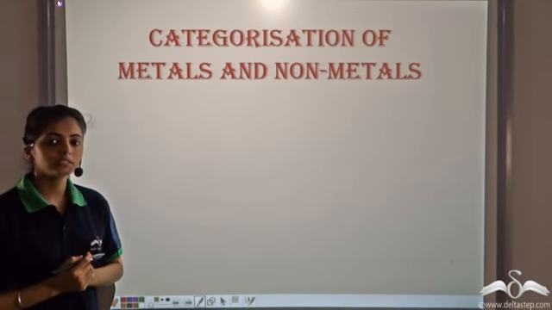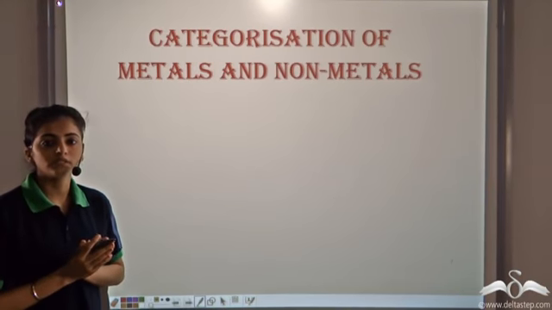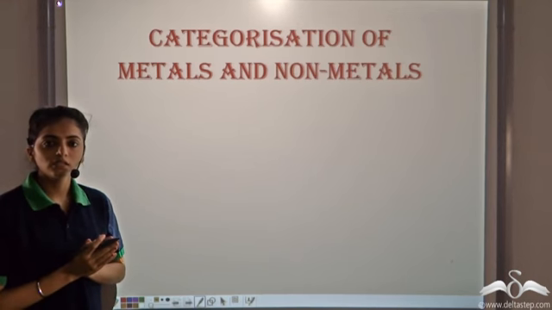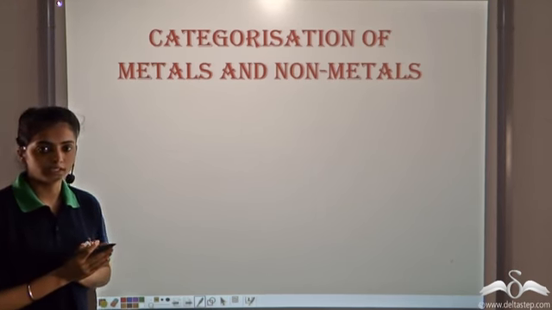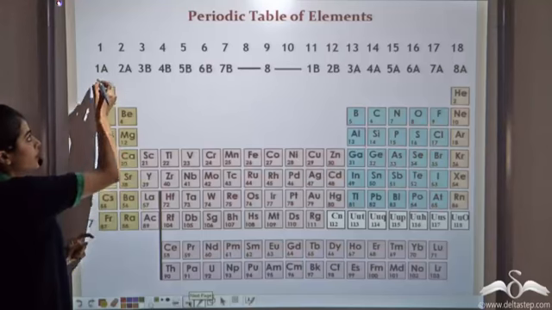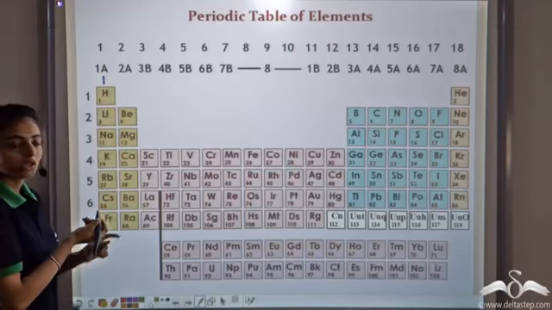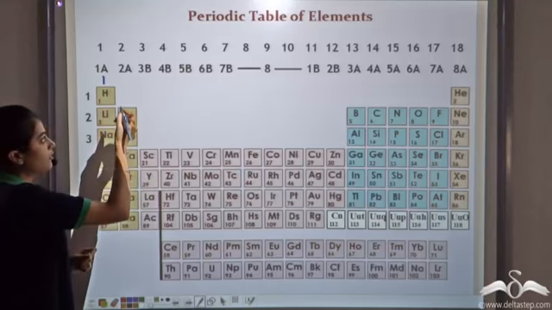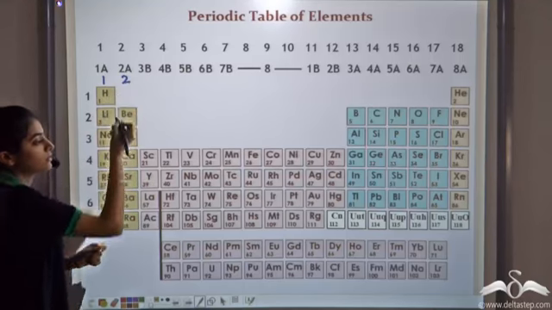Based on their properties, metals and non-metals are placed separately in the periodic table. Let's see how they are categorized in the periodic table. Group 1A means these elements have one valence electron. Group 2A means these elements have two valence electrons.